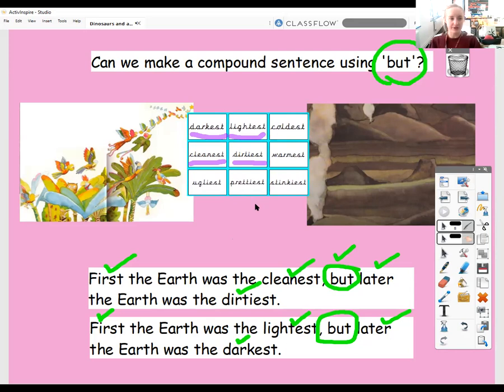I want you to have a go at doing 5 sentences for me, okay? If you're just doing the simple sentences, I want you to have a go at doing 6, 3 for each. If you're having a go at doing compound sentences, I want you to have a go at doing 5. Okay? Don't forget to send all your work across so I can see what you are doing.